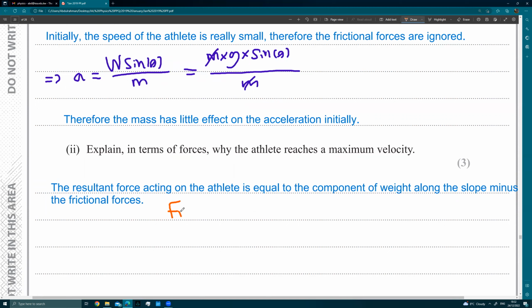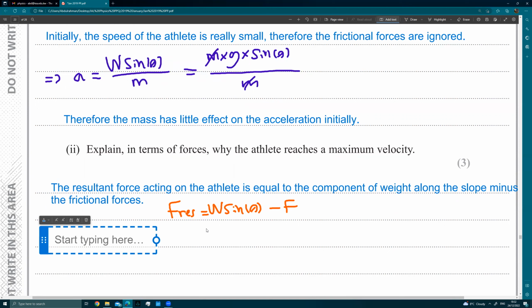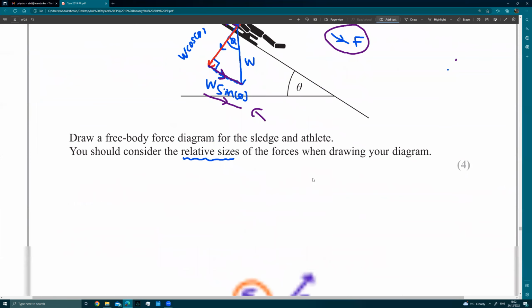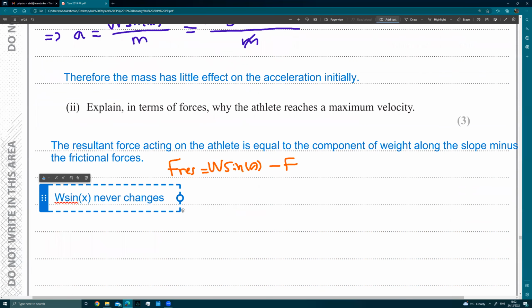We could put this as an equation. So let's say F res, resultant force, is equal to W sine theta minus F. W sine theta never changes, even if he's getting faster or even if he's slowing down, because his weight is constant. So W is always constant. And theta, the angle of the slope, never changes. It's always constant as well. So W sine theta never changes with his speed.